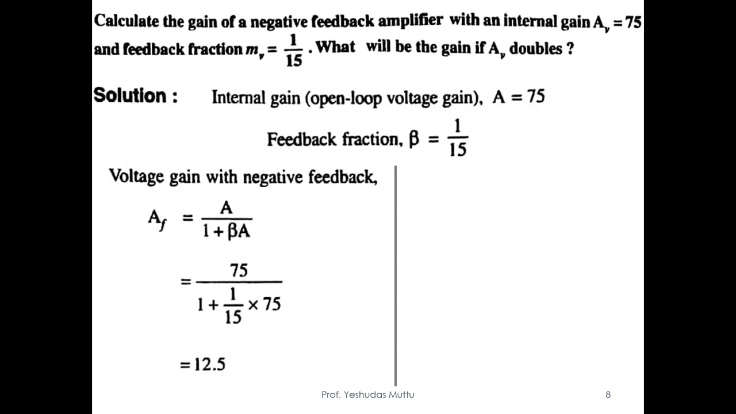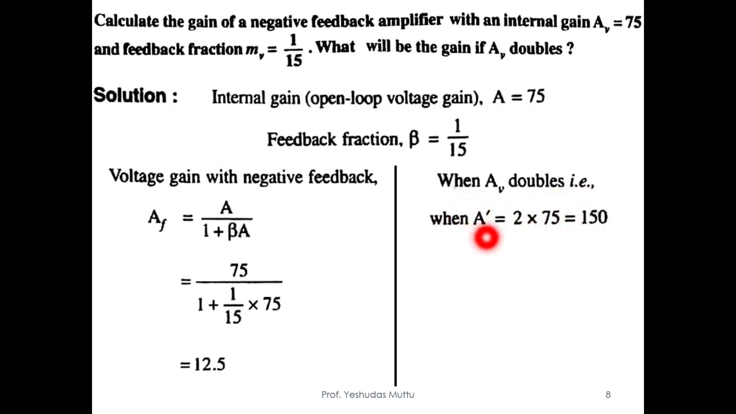Let's move to the next part of this question, that is what will happen if AV doubles. What will happen to the gain if AV doubles? AV in the sense this open loop gain 75. If it becomes 75 into 2, it doubles, right? So 75 into 2, that is 150. Let me name it as A dash.